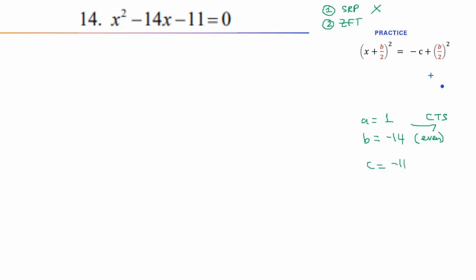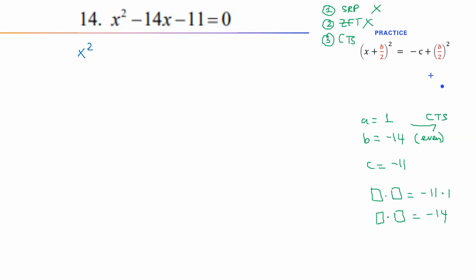c is negative 11. Now, a times c is negative 11, and we need two numbers that add up to negative 14. There's no way, right? So we know that the zero factor doesn't work. So the best choice is completing the square. And we rewrite it.